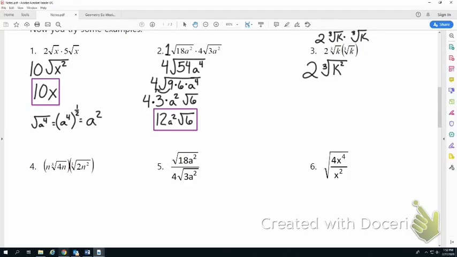And whenever I do that, can I simplify the cube root of k squared? No. Okay, that's as simplified as it gets. Now, that's written in radical notation. If I was to write this with a rational exponent, is it going to be k to the power of 2 over 3 or 3 over 2? 2 over 3.